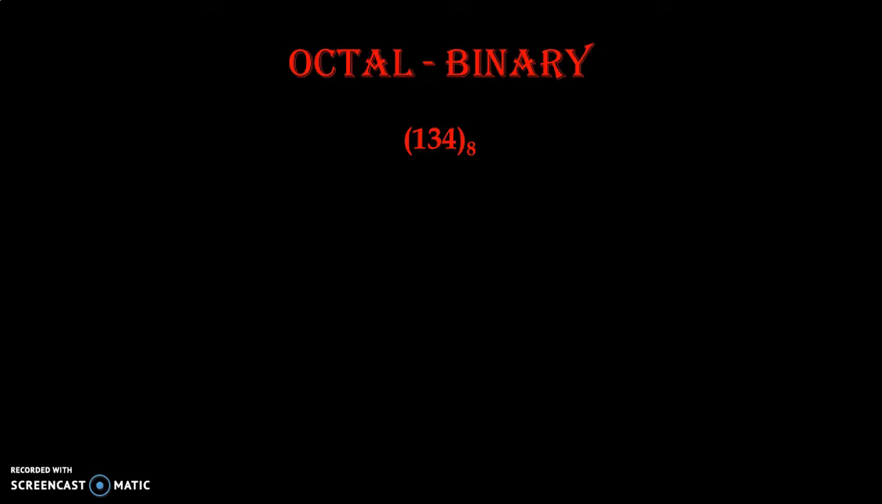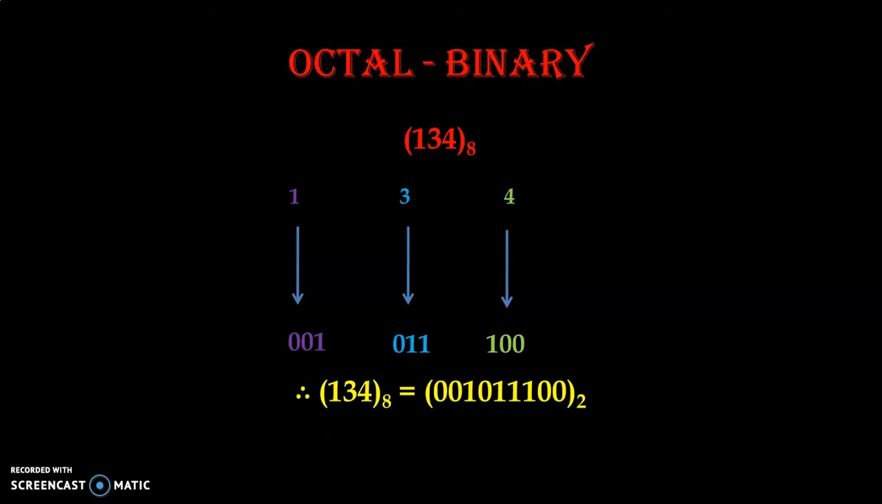Let us take one more example. Suppose we take 134. So we write 134. Then we convert into equivalent binary in groups of 3. So 4, we know that it is 100. For 3, we know that it is 011. And for 1, we know that it is 001. Now we have to club. So the equivalent binary value for octal number 134 is 001, 011 and 100.